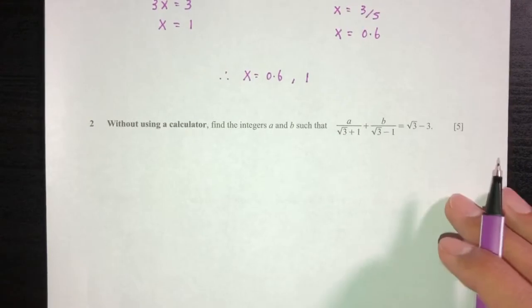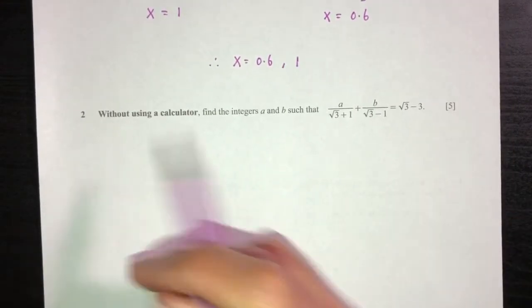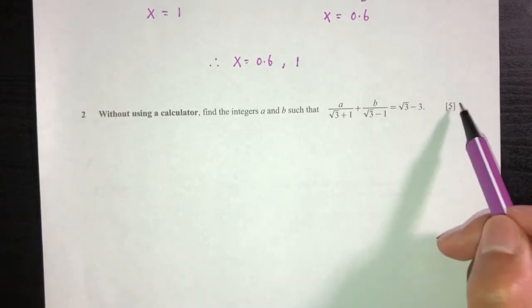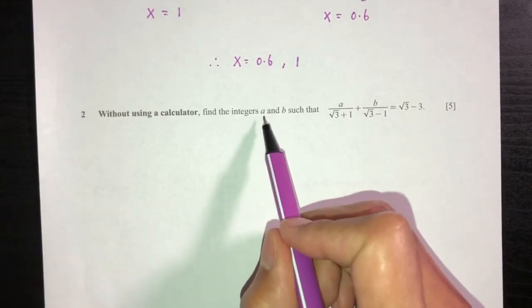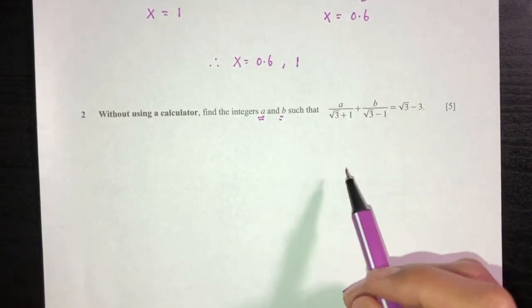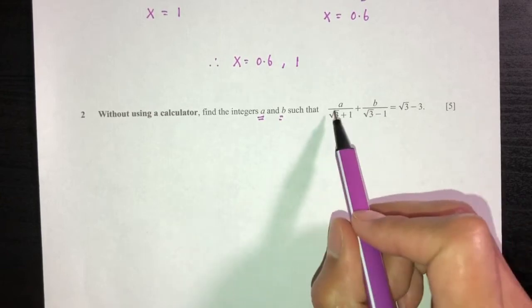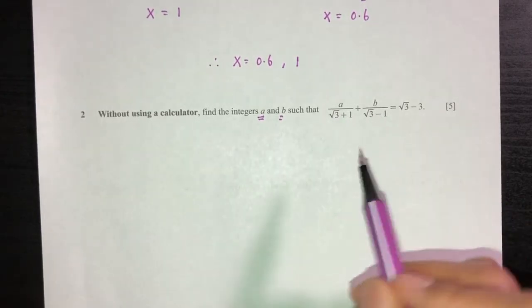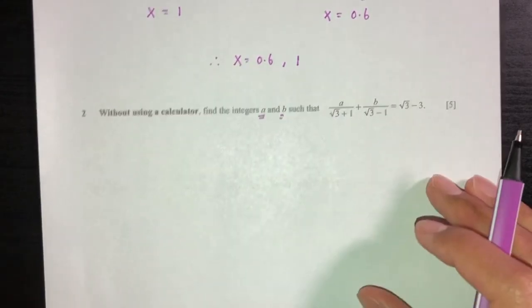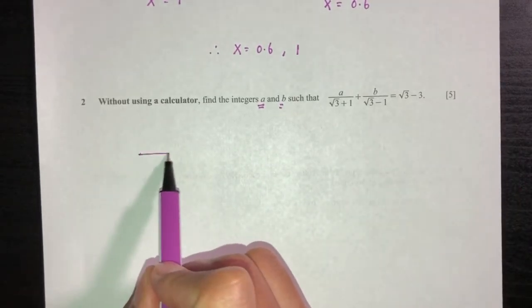Now let's move on to question number 2. Without using a calculator, it means that you have to show every step of your work for your 5 marks. We have to find a and b such that this is equal to this. So let's first simplify the left hand side. On the left you see the bases are different, so we have to make them the same base by using the LCM. We just multiply them by each other.